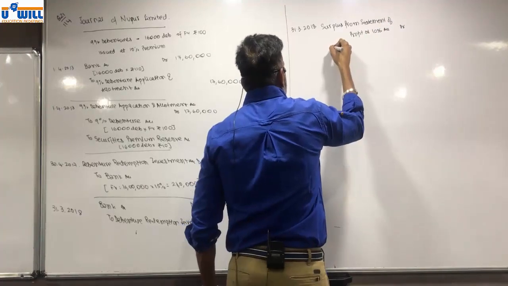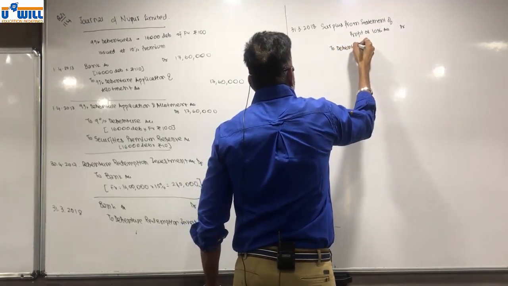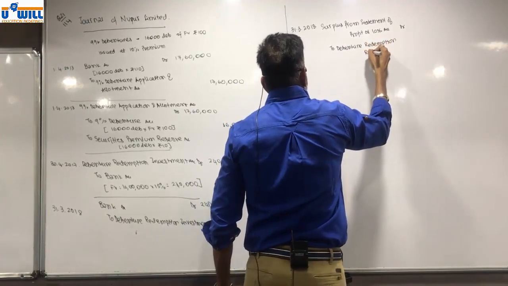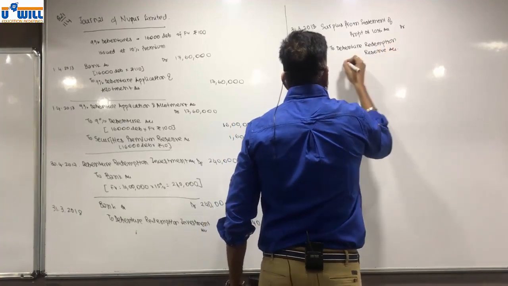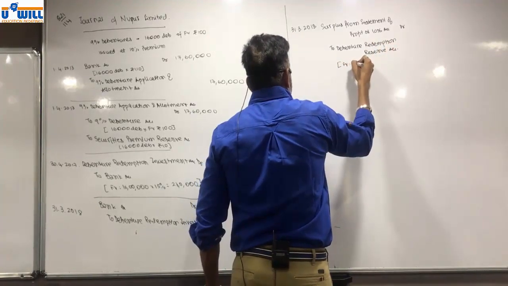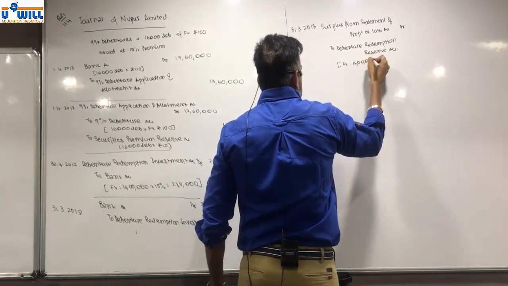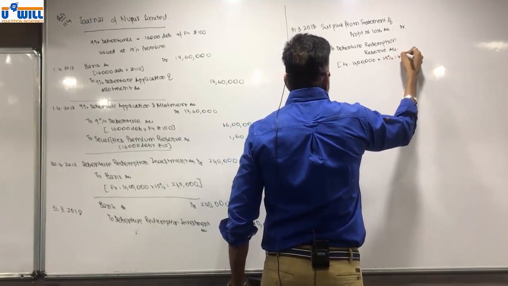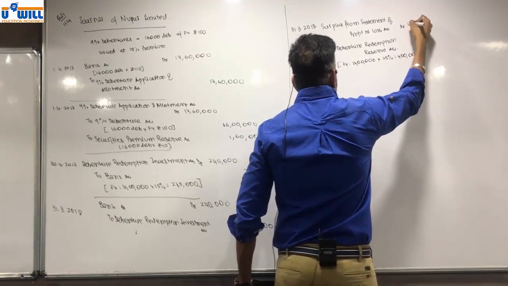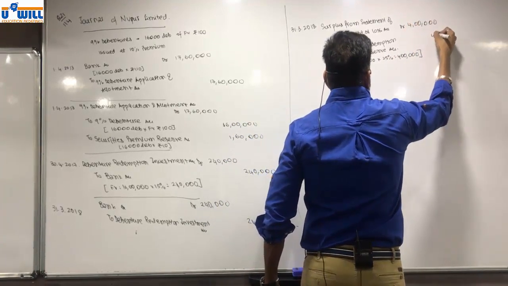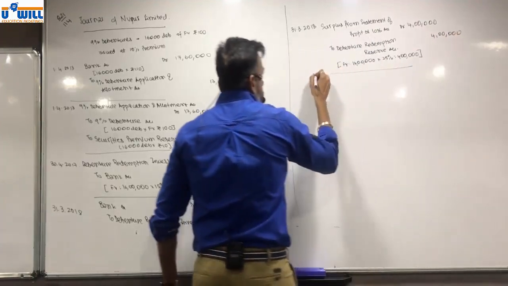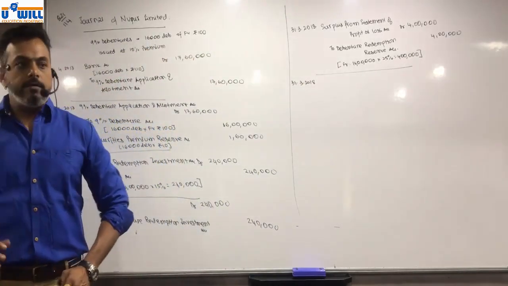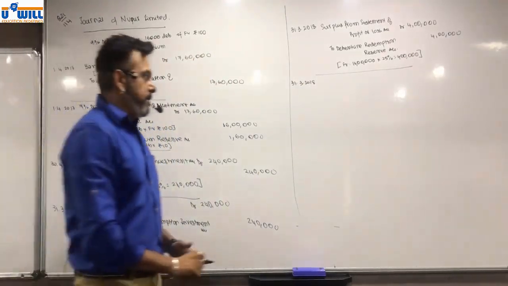Debit to debenture redemption reserve account. Amount is face value 16 lakh into 25% is equal to 4 lakh. 31/3/2018. अब क्या करेंगे? डिबेंचर्स को रिडीम कर देंगे.